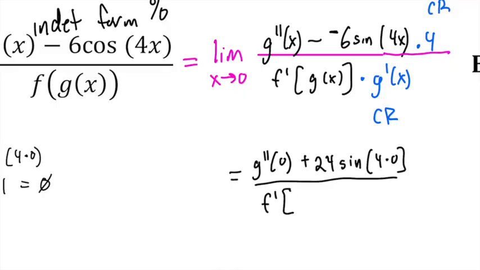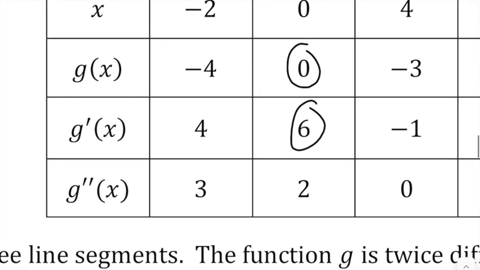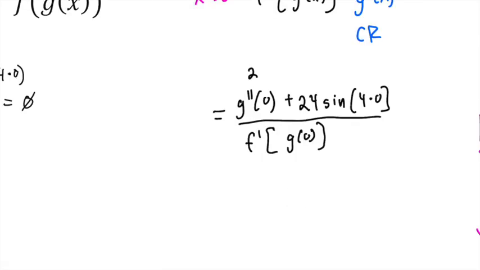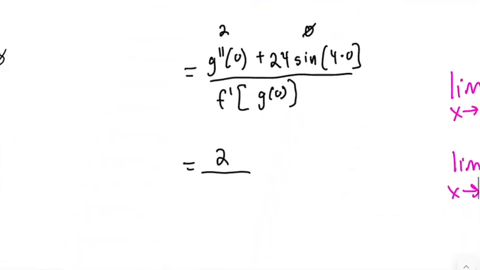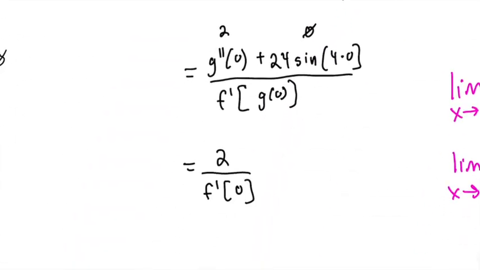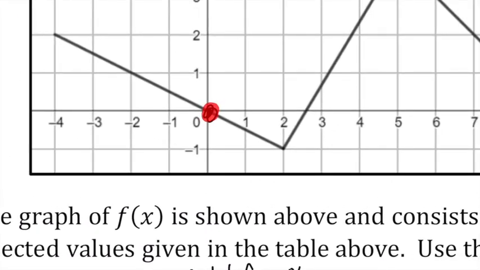Substitute 0 into the denominator. g double prime of 0 is going to be 2. And then sine of 0 is going to be 0. So on the top, we're just going to be left with 2. Now, denominator, g of 0 is going to be 0. And let's find the derivative of f at 0. And the derivative here means the slope of the tangent line. So this is going to be negative 1/2.